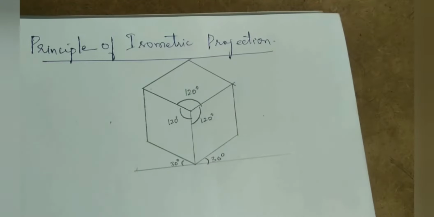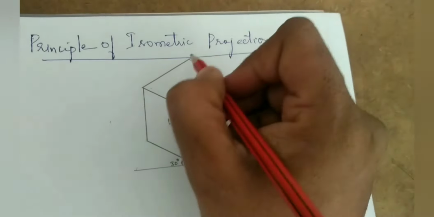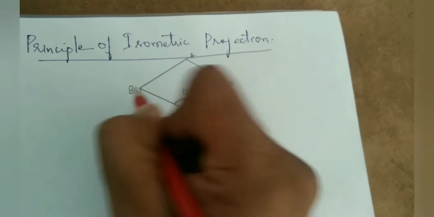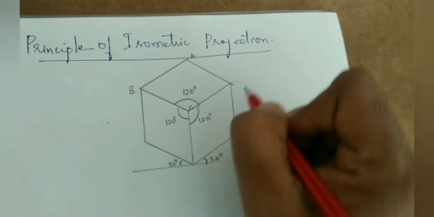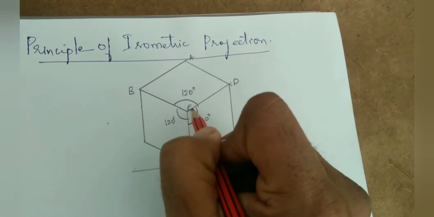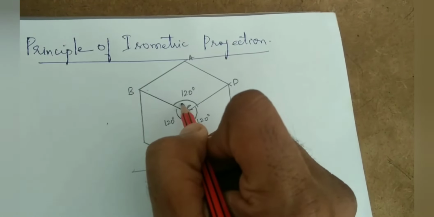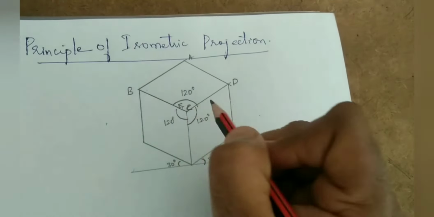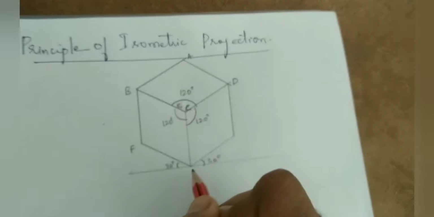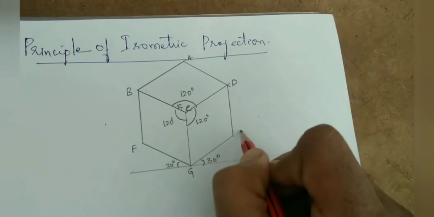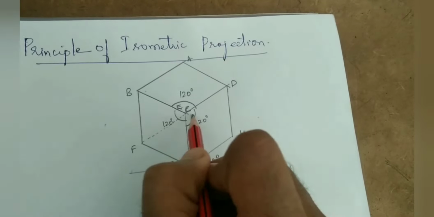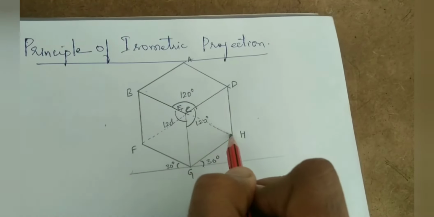Generally when you are about to see this, let me give a labeling over here: A, B, C, D, and one more point comes over here, that is E, which is invisible. F, G, H. As of now, I am just joining it here.